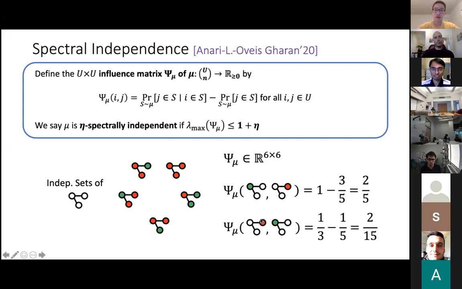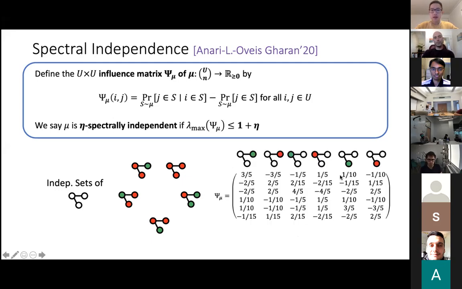You can also look at the influence the other way around. If you compute it, you'll get this number, 2/15. Note that these two numbers are not the same. So in the end, if you compute all the entries of this matrix, you get the following. You'll notice first that this influence matrix has positive entries and negative entries. It's not a symmetric matrix. But because of the connection I mentioned earlier with local random walks, it will still have real eigenvalues. And if you compute the eigenvalues of the influence matrix in this case, you'll get these numbers.